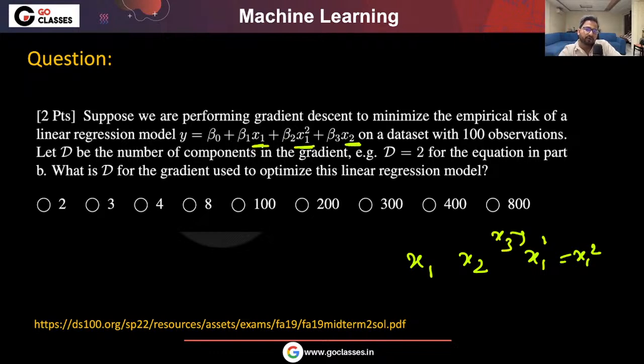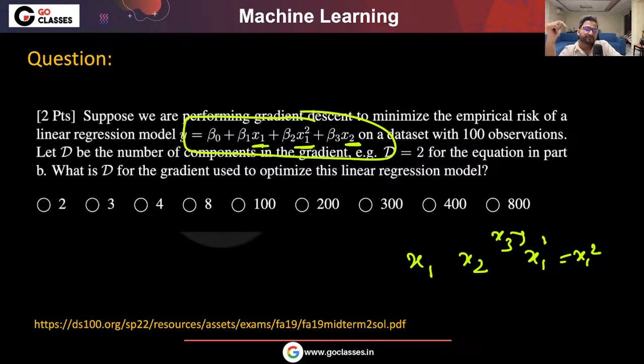One of the features is getting squared. It is still a linear regression. We will talk about it later in polynomial regression, but yes, you can treat it as a linear regression only. This is a new feature. Just treat it as a new feature.